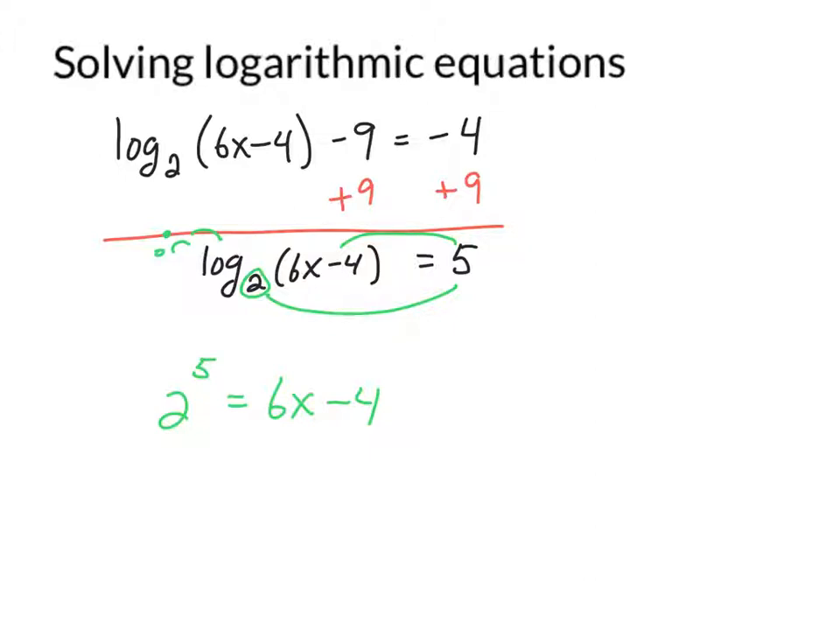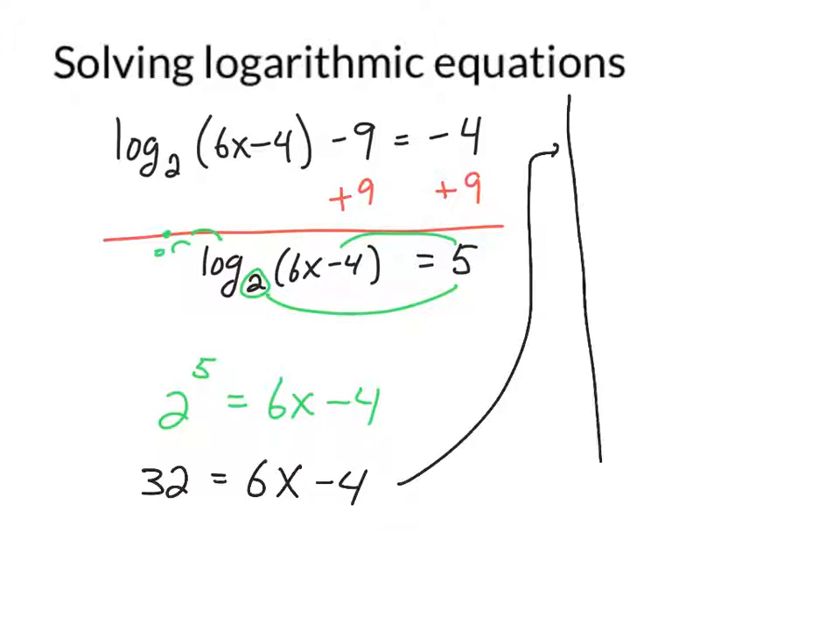So we put our snail in there, and what this does is I now no longer have a logarithm. So I look down here at this equation. This is something that I know that I can solve. Okay, so let's go ahead and do that. 2 to the 5th is 32, is equal to 6 times x minus 4.